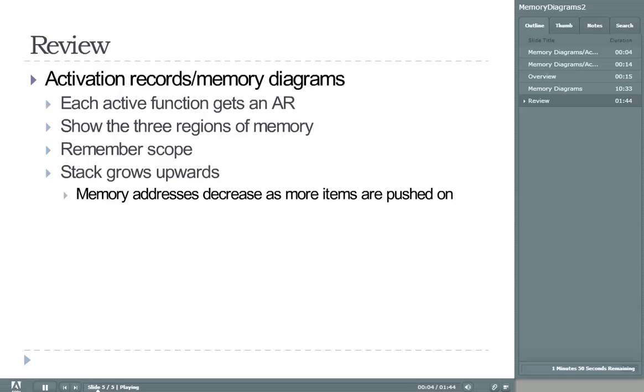Now that you've completed the two-part series on memory diagrams and activation records, you are familiar with the rules and conventions that we'll use for drawing memory diagrams. Remember that only active functions get an activation record. Keep in mind that you don't have to draw all 3 regions of memory if some of them are empty, but it's always a good idea to at least recall the 3 to make sure you aren't forgetting something. Remember the rules of scope, and if a variable has gone out of scope, make sure it doesn't appear on your memory diagram. And as a sampling of the conventions that we have, remember that we decided to grow our stacks upwards, and that memory addresses decrease as more items get pushed on the stack.